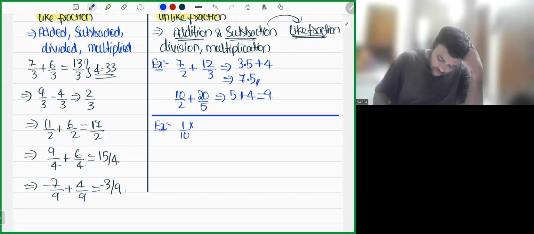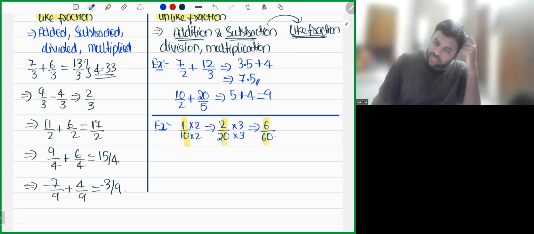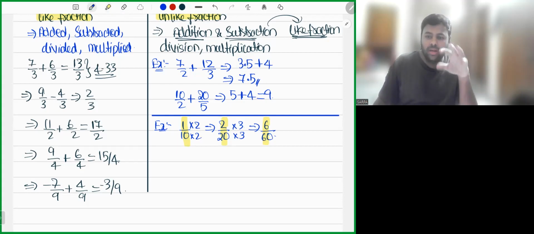If numerator and denominator, if I'm multiplying by 2, do you think it will change? No, sir. It will remain same. Numerator and denominator multiplying by 3, do you think it will change? 6 by 60. No, sir. 1 by 10, 2 by 20, 6 by 60, all are same. That's the reason they say if ratios are multiplied or divided by a number, ratio will not change.